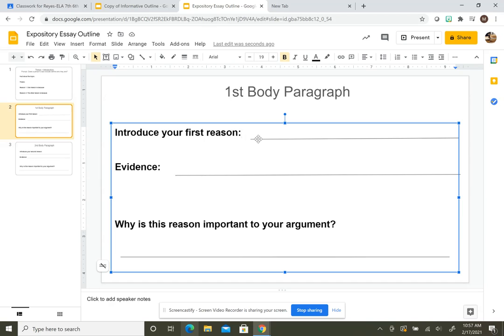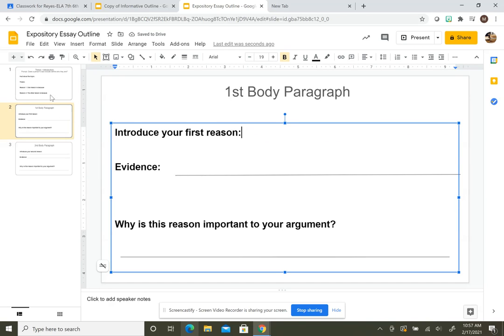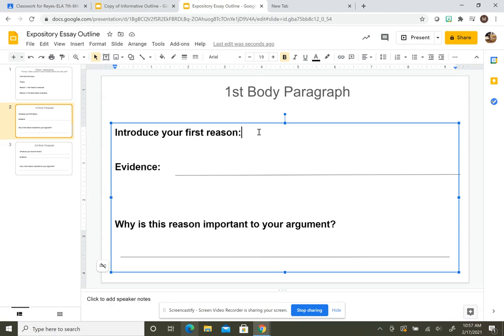So I'm going to introduce my first reason. And again, it has to support my thesis. Since my thesis is that a person's choices or bad choices do not define who they are, I want to make sure that my body paragraph demonstrates that. So I first want to begin by introducing the story.